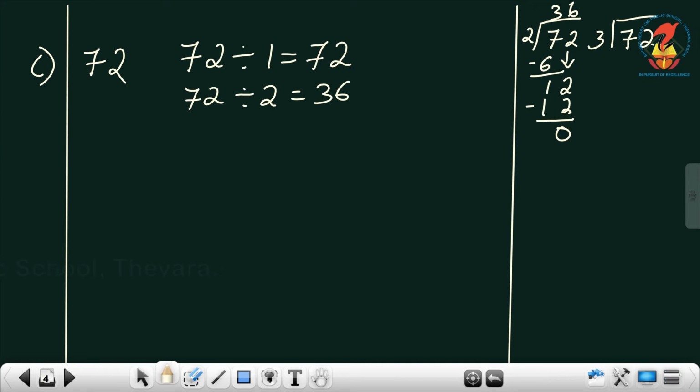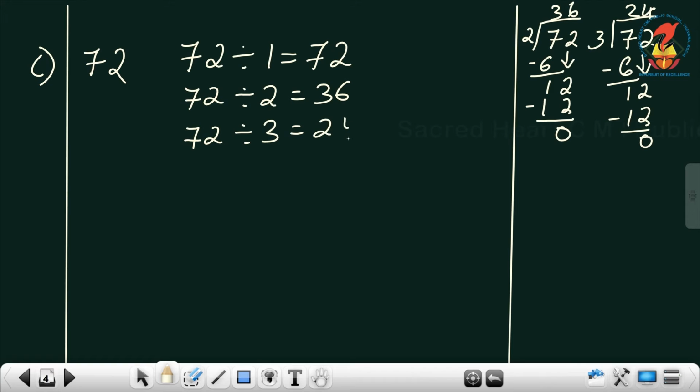How many times 3 will go in 7? 2 times. When you minus, you get 1, bring down 2. 3 4's are 12. When you minus, you will get 0. So how many times? 24. So 72 divided by 3 is equal to 24.